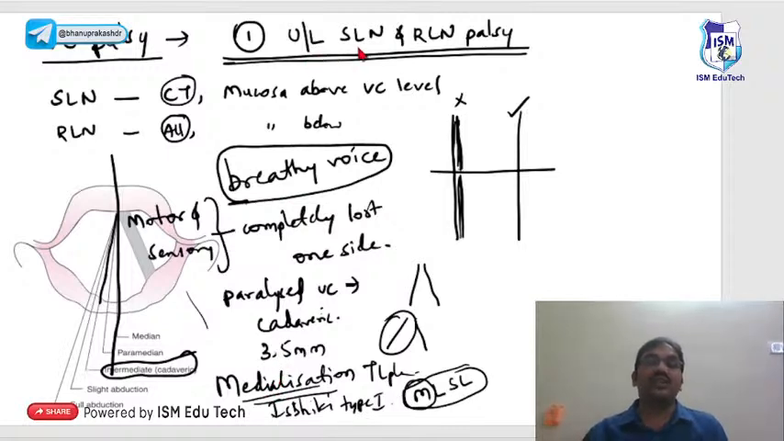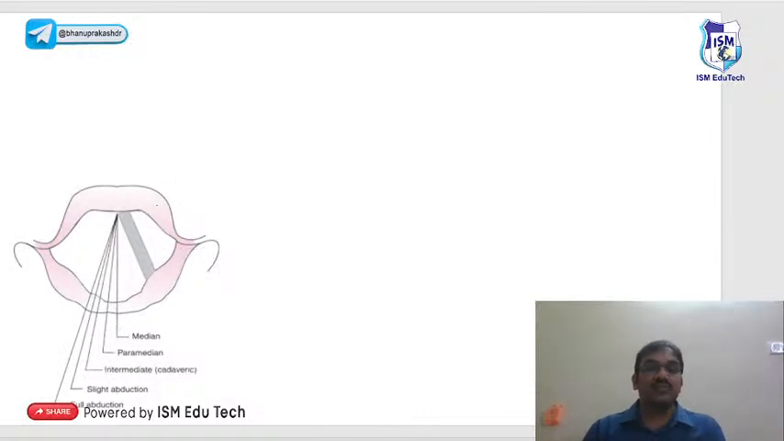Here, in case of unilateral SLN and RLN palsy, the paralyzed vocal cord needs to be medialized such that it comes towards the medial position and lies there, so that the opposite vocal cord can easily touch the medialized vocal cord during phonation and again produce the voice normally. So that is about your unilateral SLN and RLN palsy. Now we will come to one more condition, that is unilateral RLN palsy.